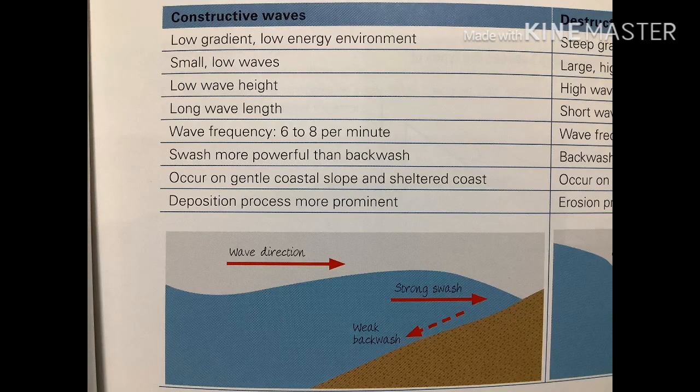Due to the variations in strength of the swash and the backwash, you end up with two different types of waves. One is called constructive waves and the other is called destructive waves. Looking at constructive waves, the general idea is that your swash is stronger than your backwash. As it comes in, it brings with it sediments and particles, and because the backwash is weak, at the point where it crashes against the shore, it deposits everything.